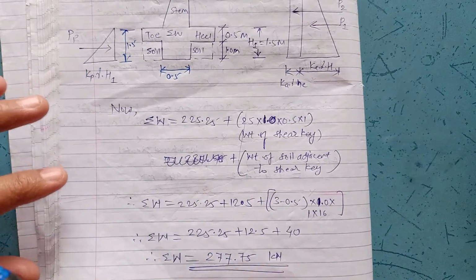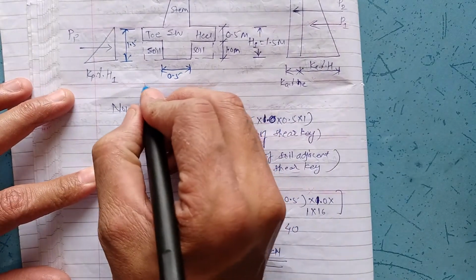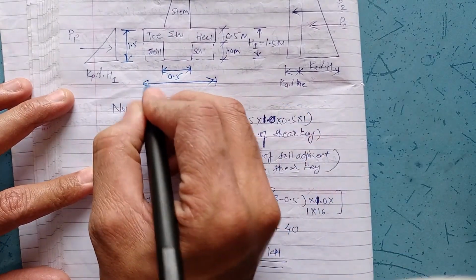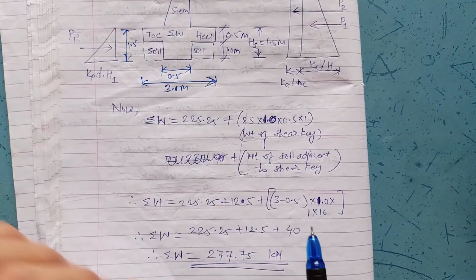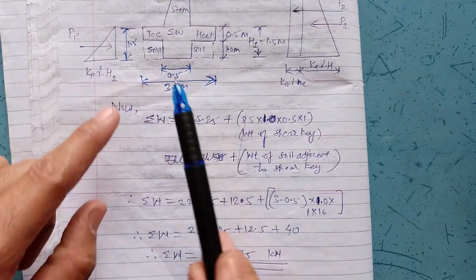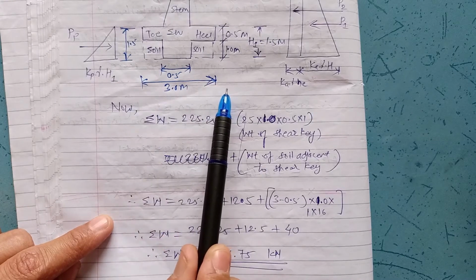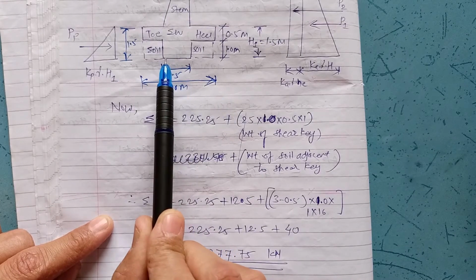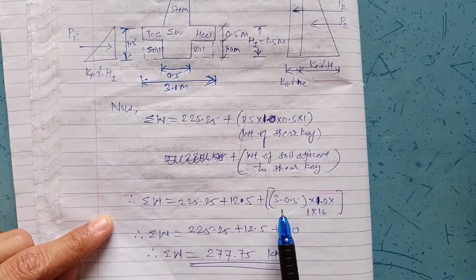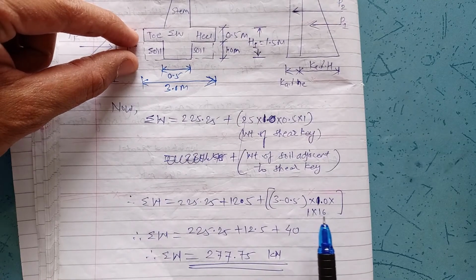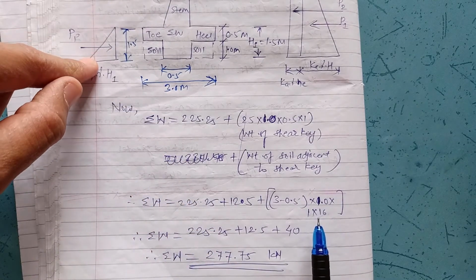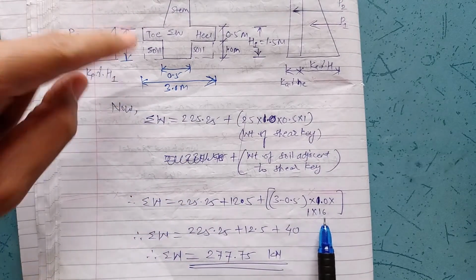This 3 meter is the total width of the base slab, hence 3 minus 0.5. If we subtract 0.5 from 3, we will get the remaining width of this soil portion. Hence 3 minus 0.5, into 1, which is the depth of the soil, into 1, that is per meter length, into 16, that is the unit weight of soil.